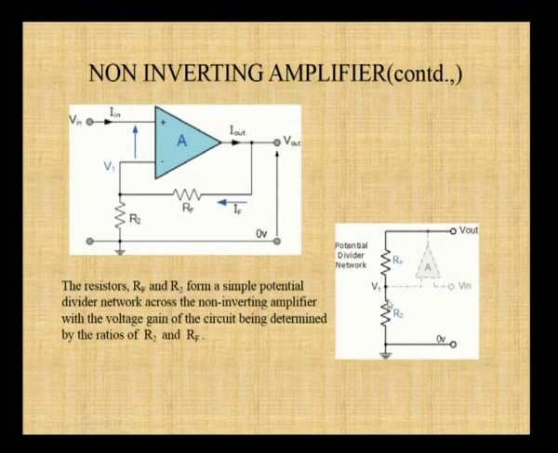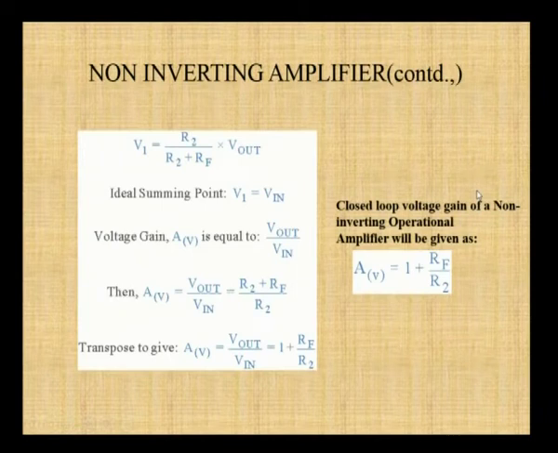So we consider this V1 as the voltage across the resistance R2. So first calculate what V1 is, using the potential divider rule. V1 is calculated as R2 divided by R2 plus Rf, times Vout. So from this, the gain of the amplifier, we can say that Vout by Vin is equal to 1 plus Rf by R2. It is the gain of the non-inverting amplifier.